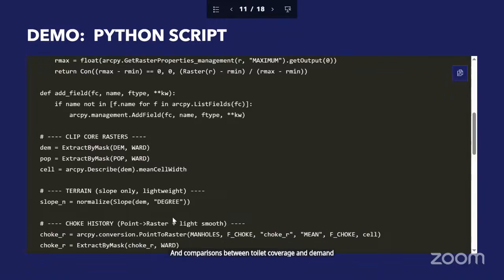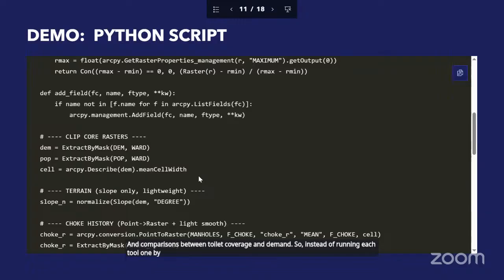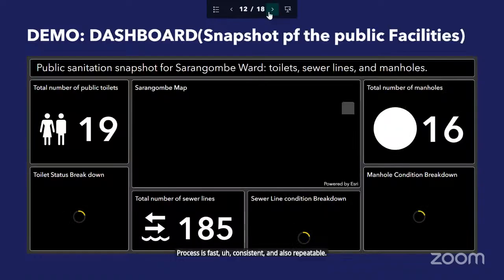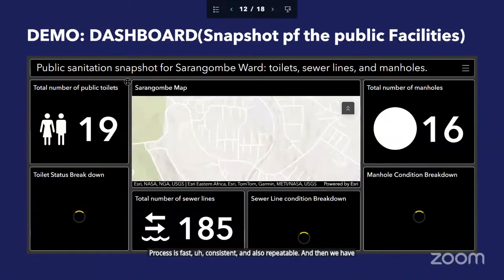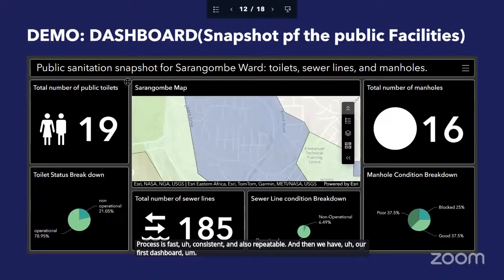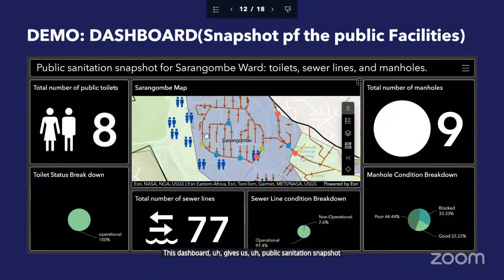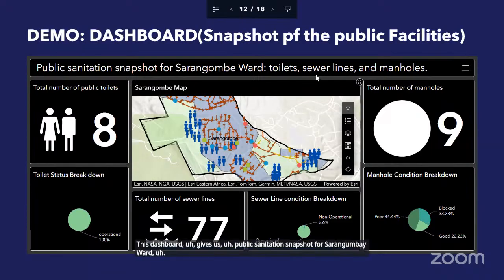So instead of running each tool one by one in ArcGIS, this script makes the whole process fast, consistent, and also repeatable. And then we have our first dashboard. This dashboard gives us a public sanitation snapshot for Sarangombe Ward: toilets, sewer lines, and manholes.